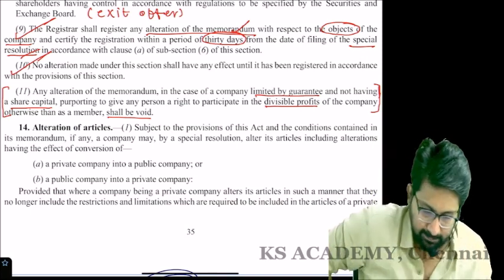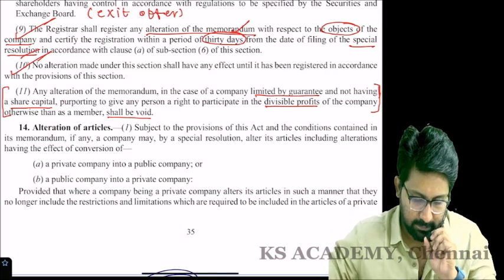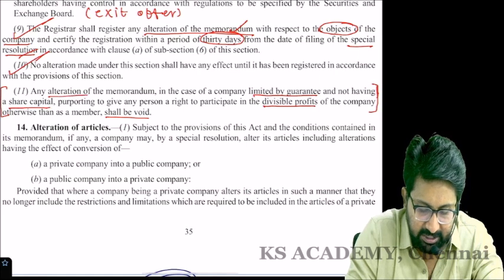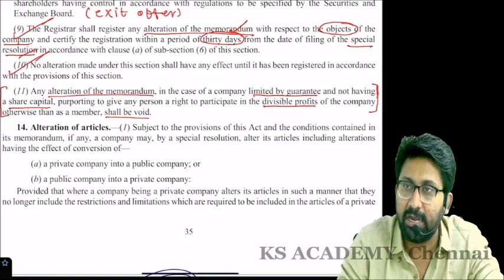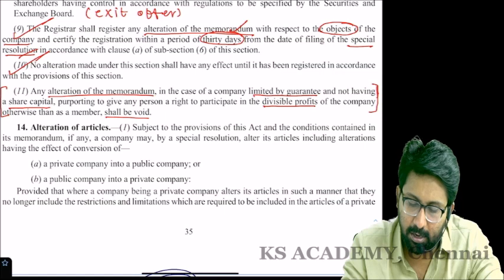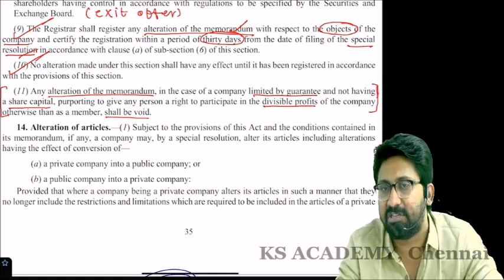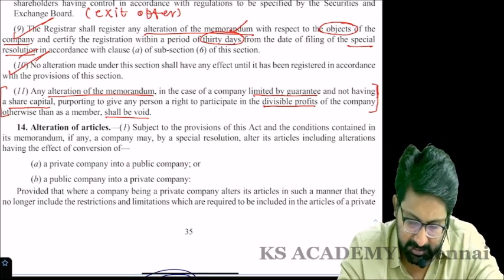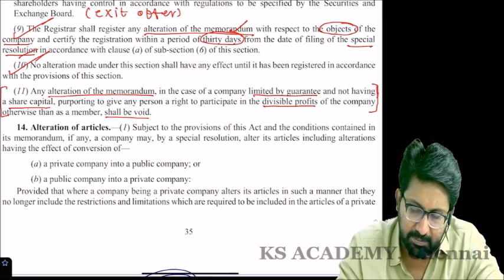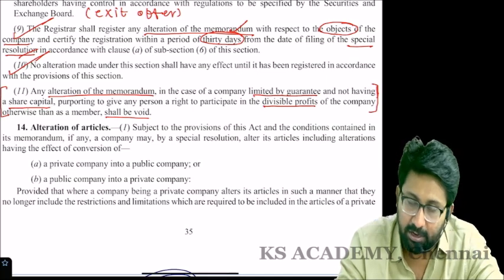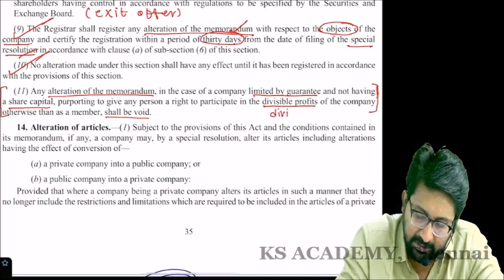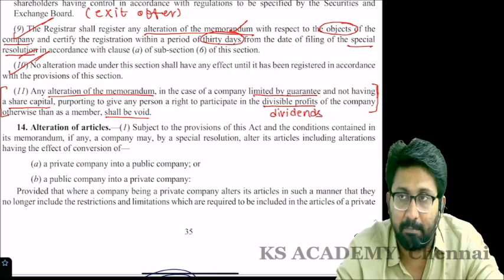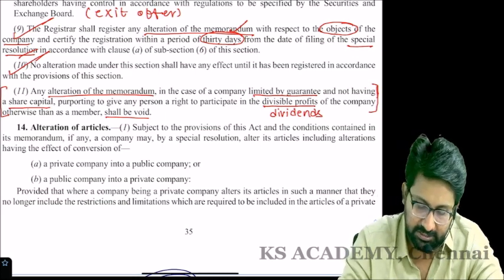Completed that? See here. Any alteration in the memorandum. In case of which company? Company limited by guarantee. That means having share capital or not having share capital? Share capital. Purporting to give any person a right to participate in the divisible profits, meaning a right to participate in the dividends of the company otherwise than as a member, shall be void. This is the point.